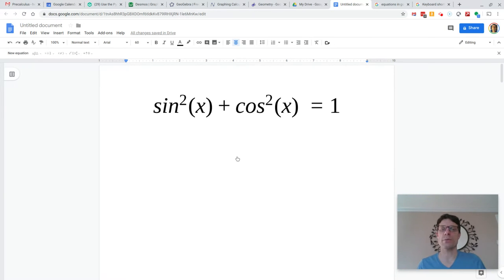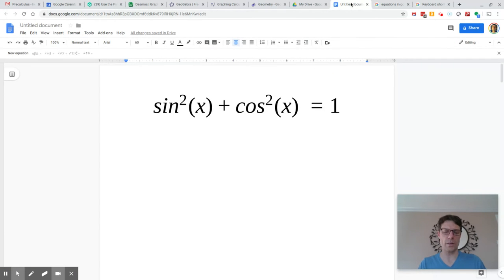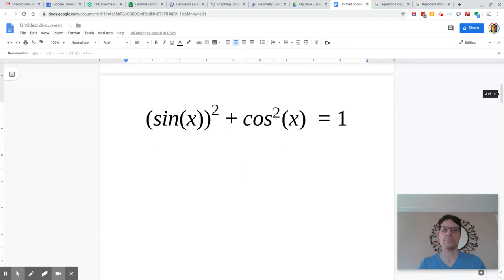First off, here is just the Pythagorean identity. It's the square of the sine plus the square of the cosine is equal to 1, okay? Now, what we know from our problem is that the sine, I wrote it as x in my solution, but the sine of theta here is equal to negative 12 over 13. So I just substituted in for sine.